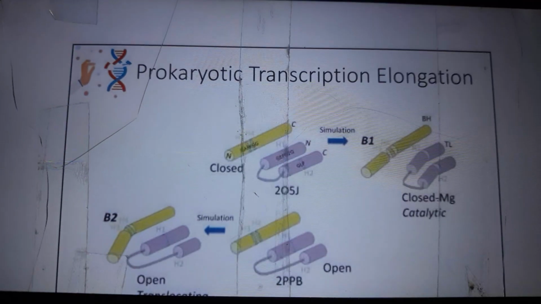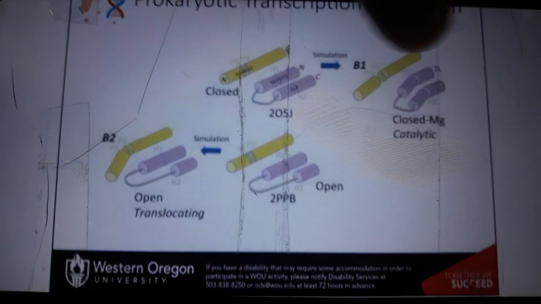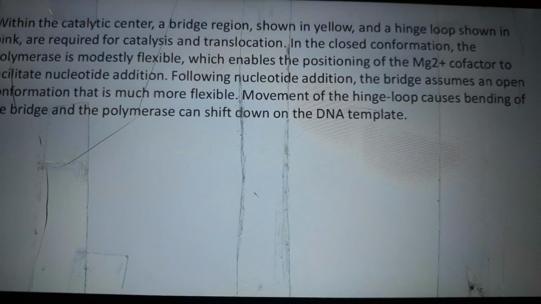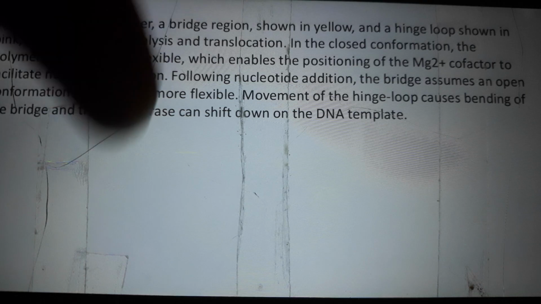The next diagram is that of prokaryotic transcription elongation. So you have the closed Mg catalytic conformation, and within the catalytic center, a bridge region shown in yellow and a hinge loop shown in pink are required for catalysis and translocation. In the closed conformation, the polymerase is modestly flexible, which enables the positioning of the Mg2 cofactor to facilitate nucleotide addition. Following nucleotide addition, the bridge assumes an open conformation that is much more flexible. Movement of the hinge loop causes bending of the bridge, and the polymerase can shift down on the DNA template.